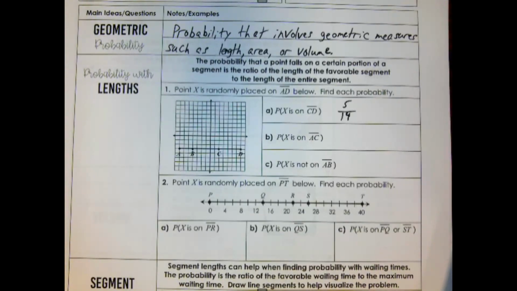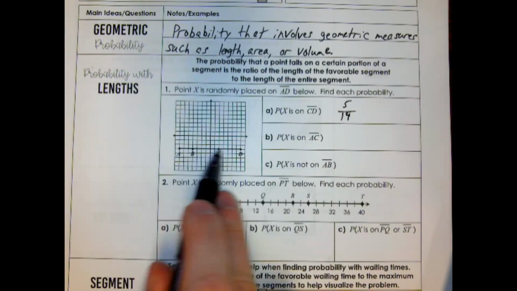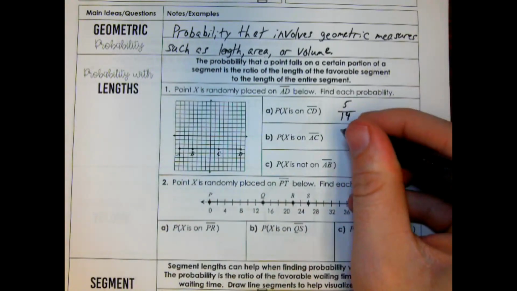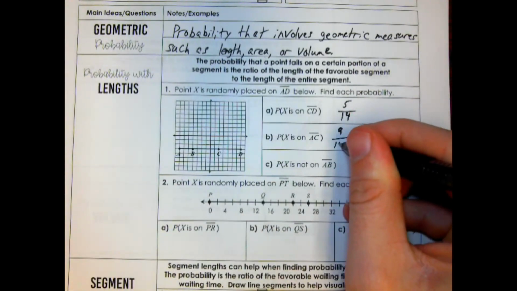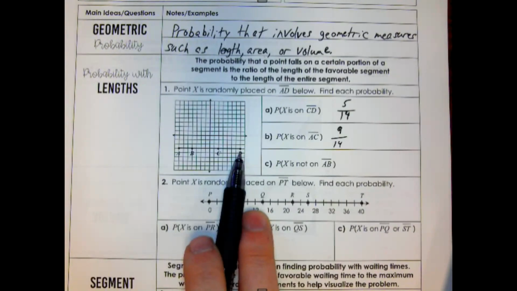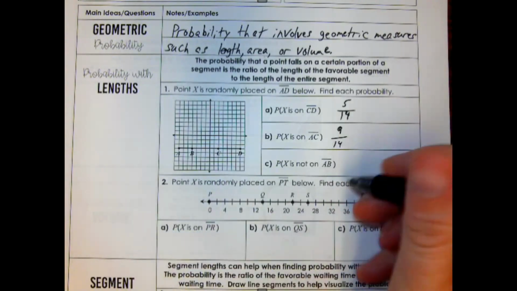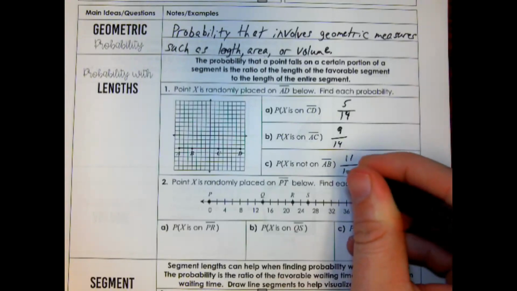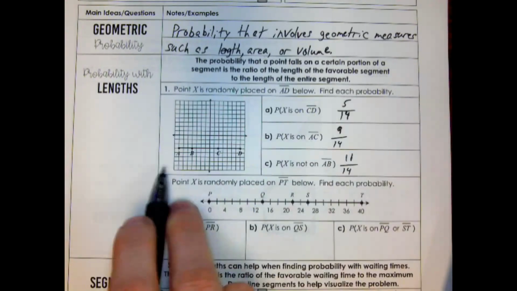What's the chance of it falling on AC? So that would be this segment. So if we counted these up, that would be 9. So there's a 9 out of the total of 14 chance. And what's the chance that it's not on AB? So it'd be all the rest of this. So all of these added up are 11. So there's an 11 out of 14 chance that the X is not going to be on the segment AB.